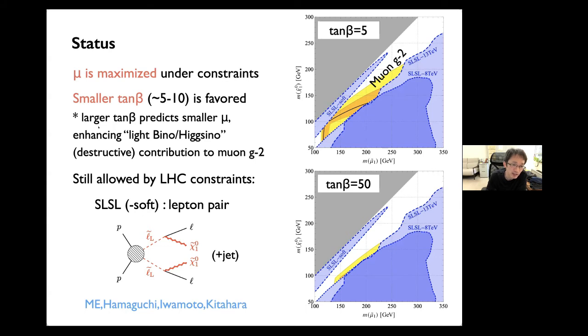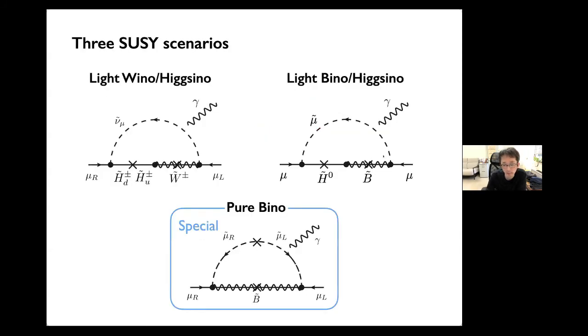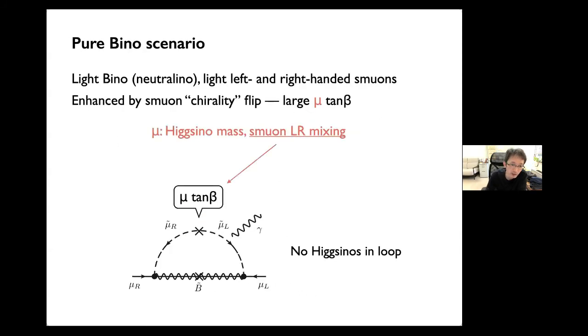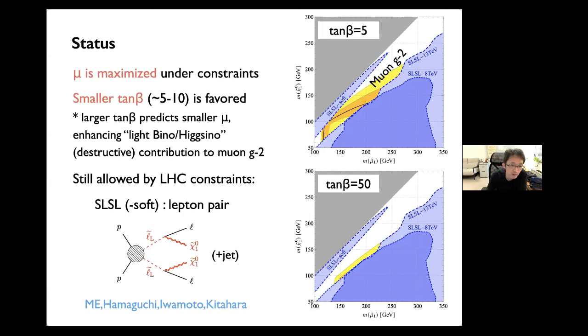Actually, this is because when we consider larger tan beta, then we don't have to consider large mu. Rather, mu is expected to be small. Then such a small mu with large tan beta enhances the right-handed Bino-Higgsino contribution here. And in this case, we find that this Bino-Higgsino contribution destructively interferes with the pure Bino contribution. So this is the reason why when we consider tan beta 50, the allowed parameter region is very small. So smaller tan beta is favored in this case.